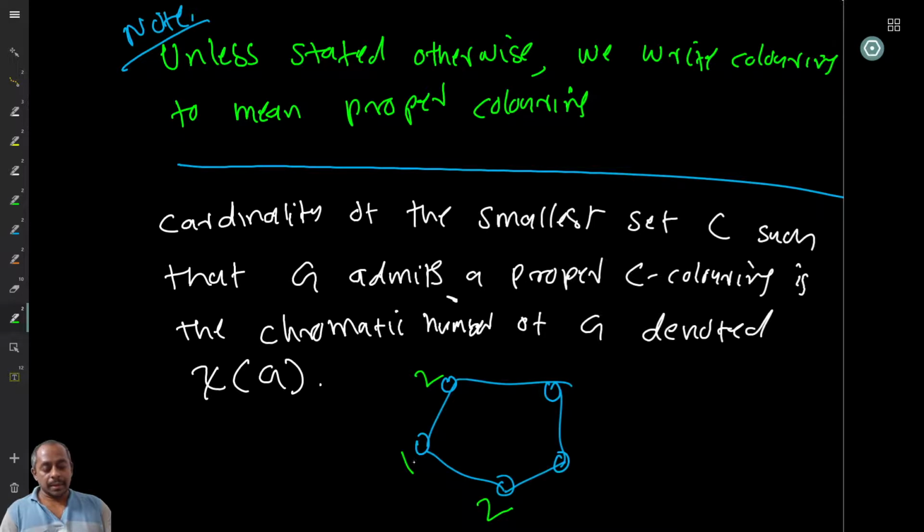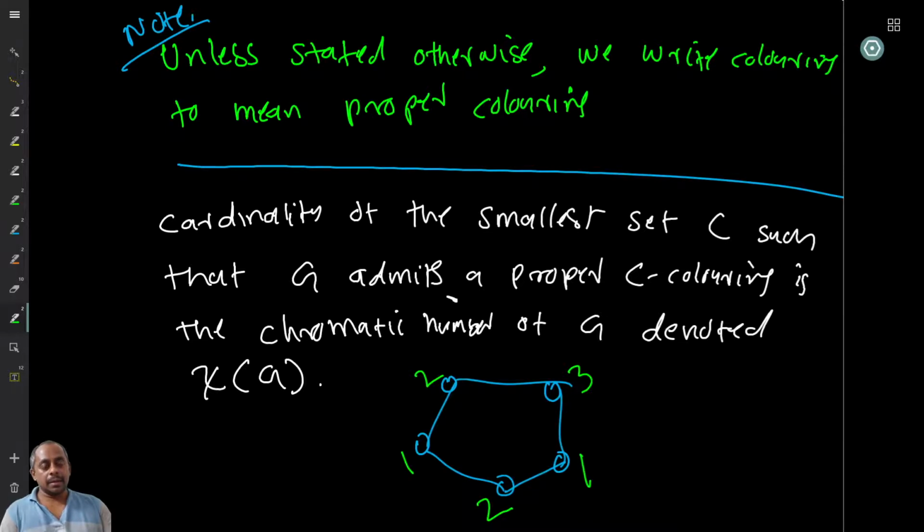Now since I have used color 1 here and color 2 here, I cannot use color 2 here. I am using only 2 colors. I have to use color 1 here because I cannot use color 2. Now because this is 1 and this is 2, I cannot use 2 here. So I have to use maybe 1, but I cannot use 1 here because I have already used 1 here, right? So therefore, we know that we need to use at least one more color. So we need 3 colors to give a proper coloring, right?